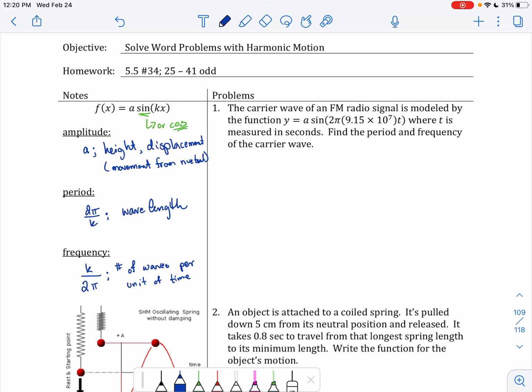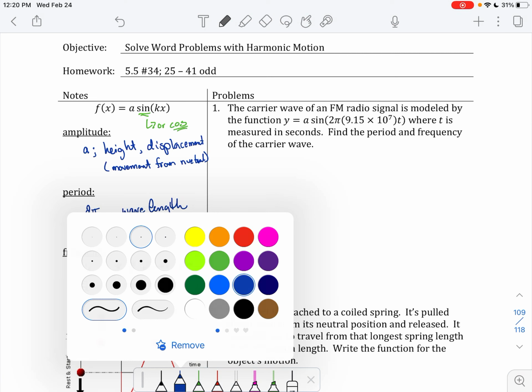For number one, the carrier wave of an FM radio signal is modeled by the function y is equal to a sine of 2 pi times 9.15 times 10 to the 7th t, where t is measured in seconds. FM radio is frequency modulation, versus AM, which is determined by its amplitude. That's why A here is just a constant, because FM really cares about the frequency, not all that much about the amplitude. Find the period and frequency of the carrier wave.